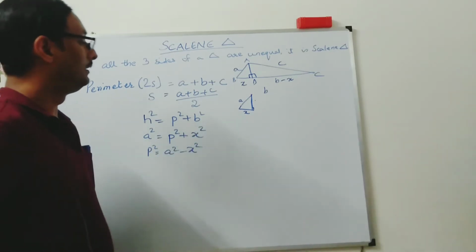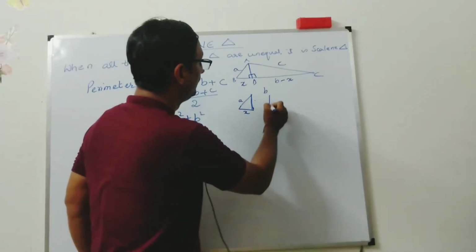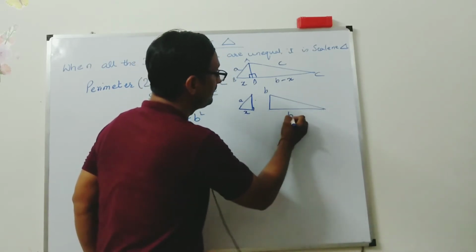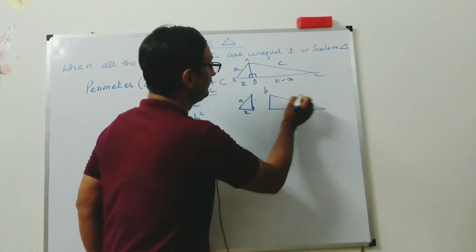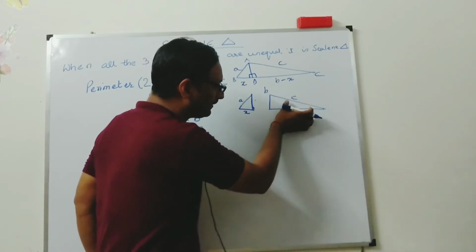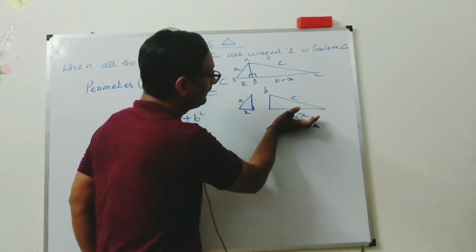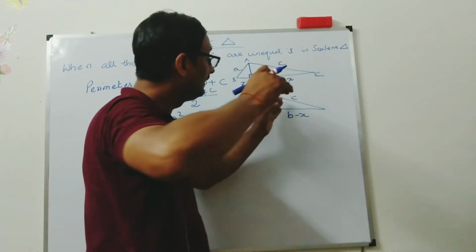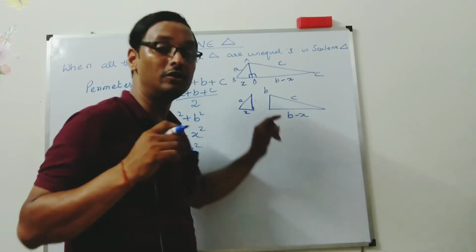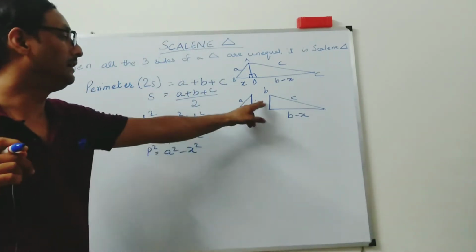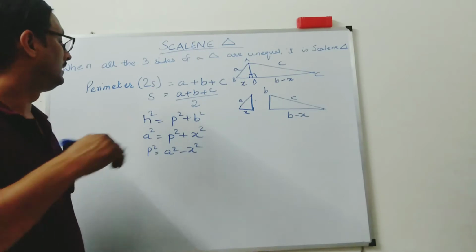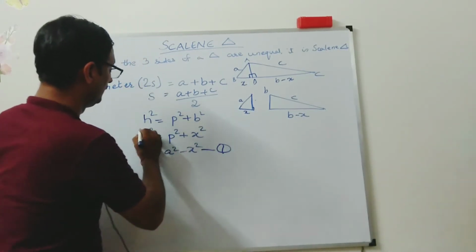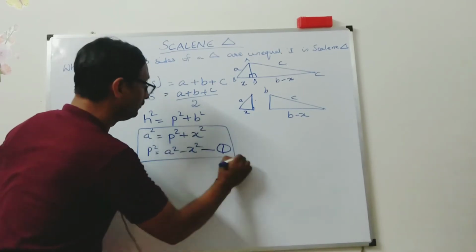Understood this one? Now look at this figure. This is B minus X, and this is C. If you are looking at this triangle, this is the base, this is the perpendicular, and this is the hypotenuse. And you need to find out the perpendicular. To find out the perpendicular, again this formula will be applicable. This is equation number 1. This I have found out for this.